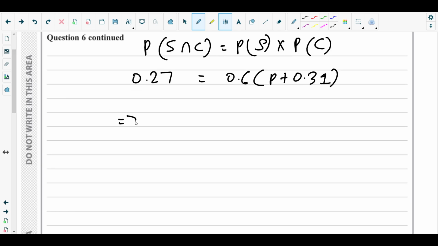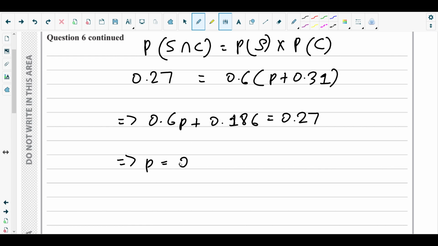So we need the value for P. So 0.6P plus 0.6 times 0.31, which gives 0.186, equals 0.27. From there, make P the subject. You get 0.27 minus 0.186, over 0.6. So this is basically 0.14. The value for P is 0.14. Done. We got the value for P.